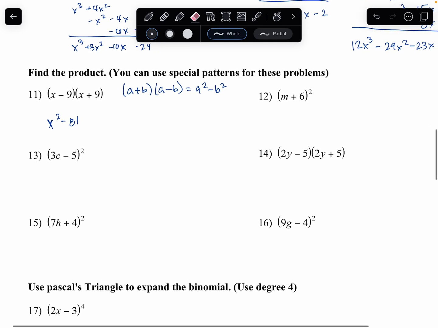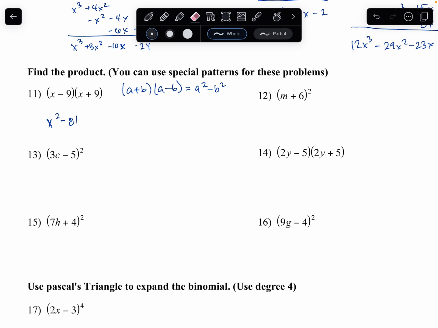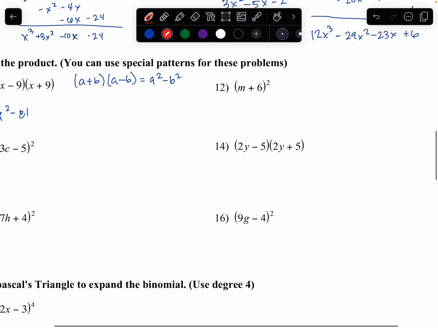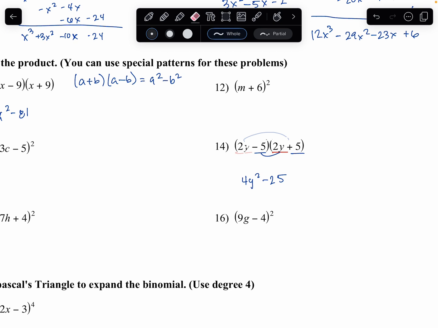I can use the same pattern in 14. So in 14, I can take these right here, which are the same ones. If I multiply those together, that's going to be 4y squared. And then if I multiply these ones together, that's going to be negative 25. And there you go. I don't have to worry about the outer and inner terms being multiplied because they're just going to cancel.